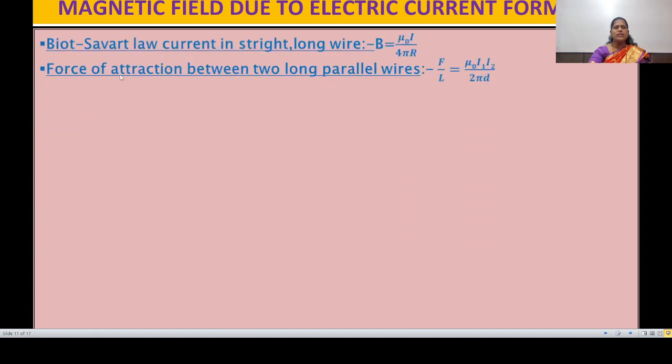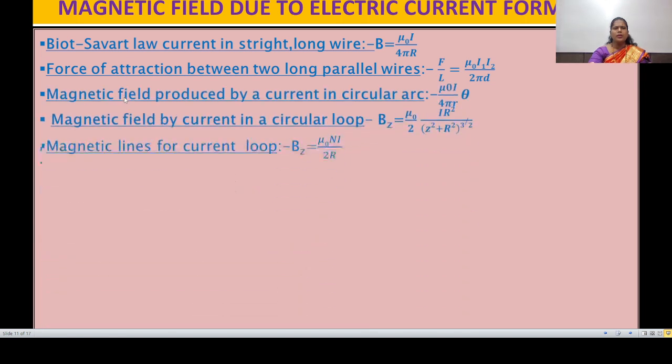See here. By Biot-Savart law, magnetic field due to current in a long straight wire B is equal to mu 0 I upon 4 pi r. The force of attraction between two long parallel wires, F upon L is equal to mu 0 I1 I2 upon 2 pi d. Next one is the magnetic field produced by current in a circular arc, that is mu 0 I upon 4 pi r into theta. Magnetic field by current in a circular loop Bz is equal to mu 0 I r square upon 2 into (z square plus r square) raised to 3 by 2.